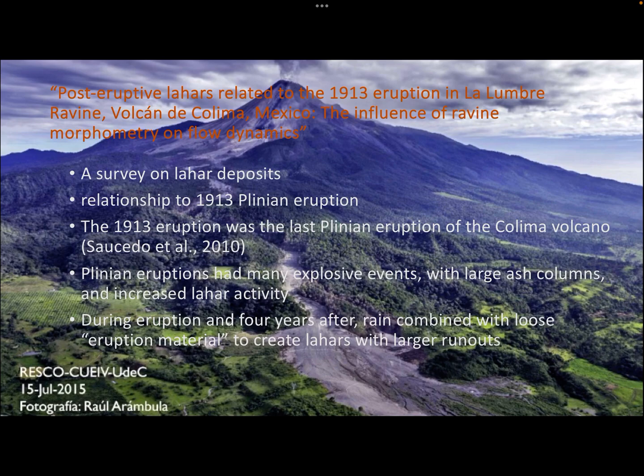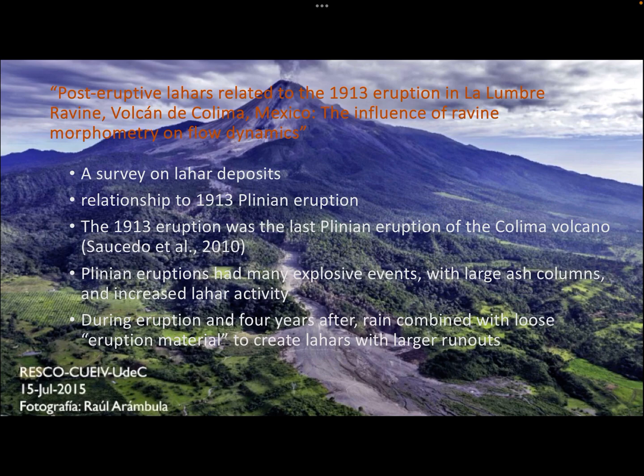Here we have a case study. There were many scientists trying to correlate the 1913 eruption of Volcán de Colima in Mexico, which was a Plinian eruption. A Plinian eruption is basically an eruption with many blasts, many events, and huge ash columns that give that shape you've seen when a nuclear bomb goes off. It gives that big, huge plume. These big plumes are the debris that causes these lahars.